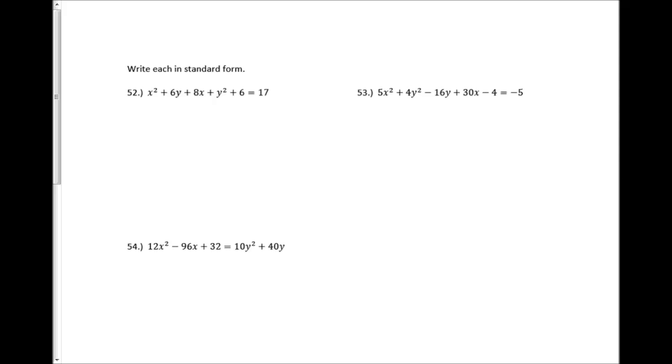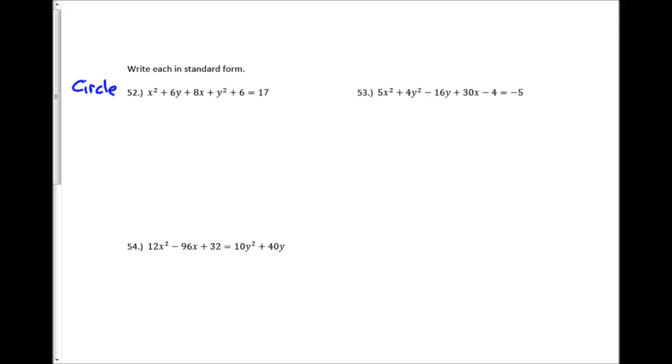For this one, it asked me to write each of these in standard form. So the first one, right away, it's important to identify what kind of conic section I'm dealing with. Since I've got coefficients in front of the squared terms that are exactly the same, it means I'm dealing with a circle here. So I'm going to, off to the side, just remind myself that this is a circle. So I need the standard form for a circle.